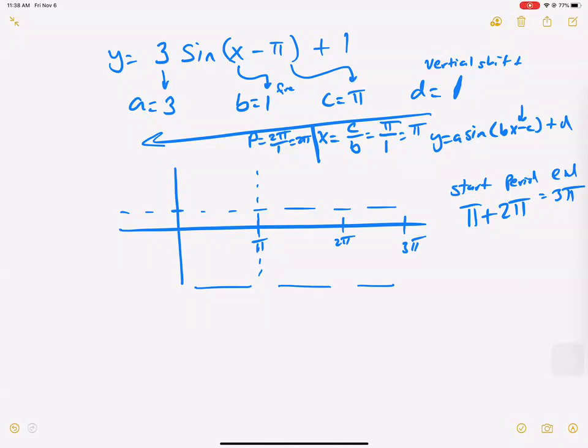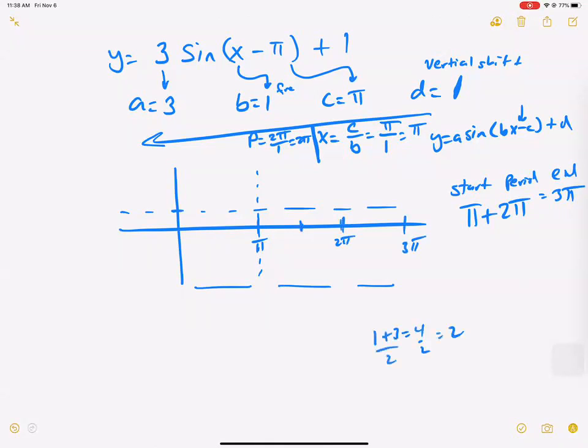Okay, sorry. So if we start at pi, we end up at 3 pi. Now, with period, we always draw half, half, and half. So half between 1 and 3 is 2. If you're not sure, 1 plus 3 is 4. Divide by 2, that is 2. That's the halfway point there.